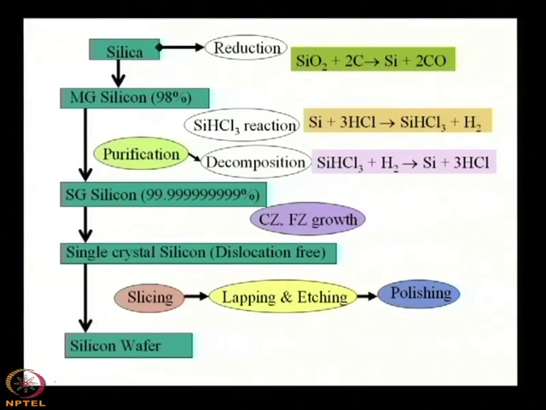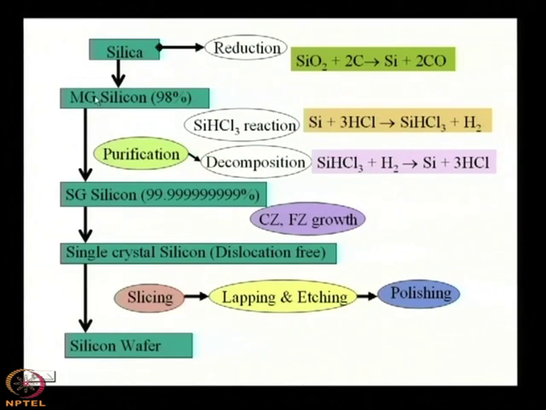1410 degree centigrade, very very high temperature. So, anything which you want using silicon, particularly the processing technology, you need very high temperature. So, the silica is first reduced into silicon. This silicon is known as the metallurgical grade silicon, MG. That means it is 98% pure, which is known as the metallurgical grade silicon.